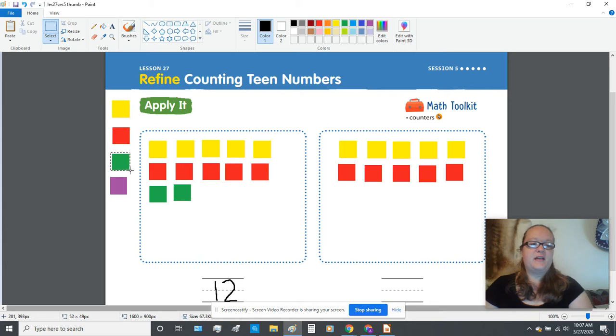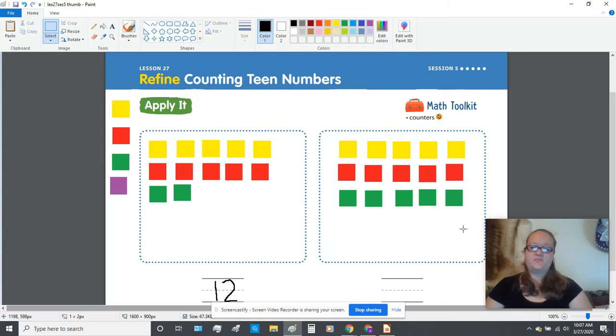Now I'm going to come back to my greens, and I'm going to put some extras. I would like for you to follow along and decide how many cubes you see. Okay, so there's your problem. I have a group of 10 made up of yellow and red and some extras. It's your turn now to show me what teen number we made.